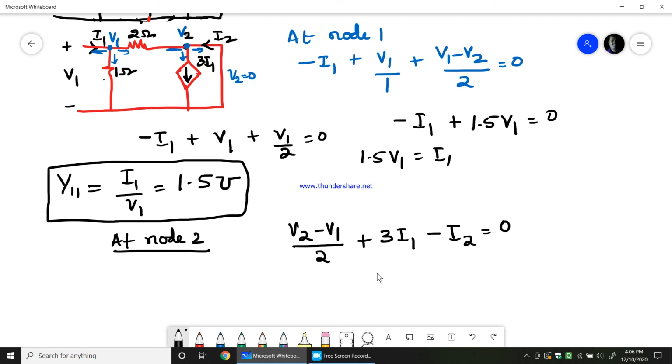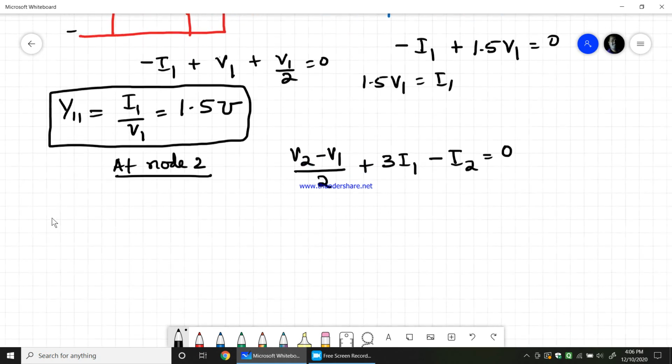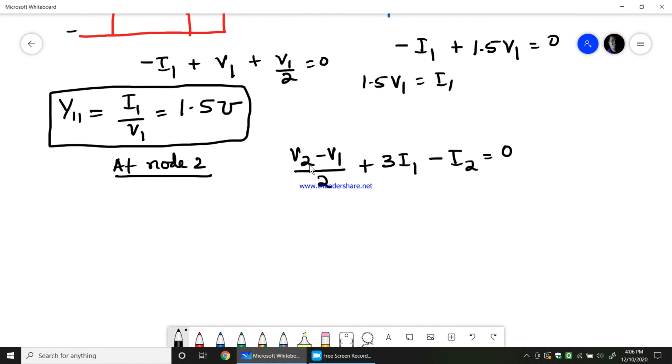Okay, therefore finally V2 is 0, right? We know that V2 is 0. Therefore, minus V1 by 2 plus 3I1 minus I2 equals 0. Now, if I need Y21, I need I2 by V1, right? I need I2 by V1. Now, I have I2 and V1.